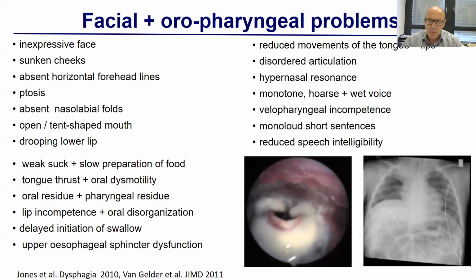Another problem related to the oropharyngeal muscle weakness is a weak suck and oral dysmotility. This means that swallowing and chewing is difficult for the patient, and this can result in aspiration pneumonia, for example, as shown here, and it causes a lot of problems with eating.